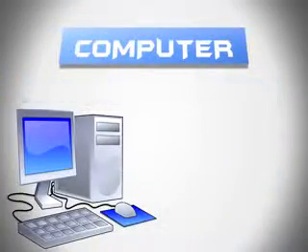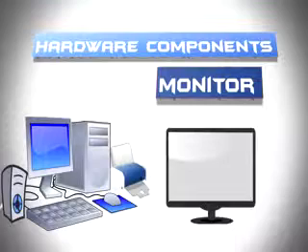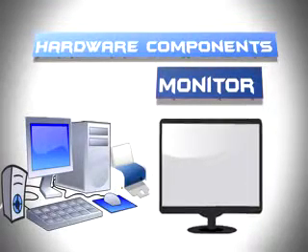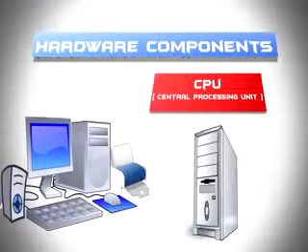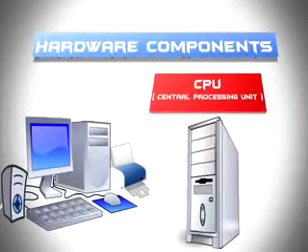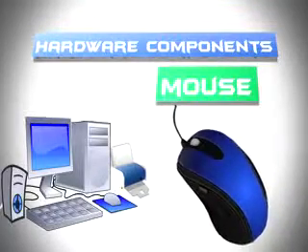Now let's see the most common hardware of a computer. This contains a monitor, which is used to display the output of any computer. CPU, that is central processing unit, which is like the brain of the computer. Mouse, that is a pointing device.